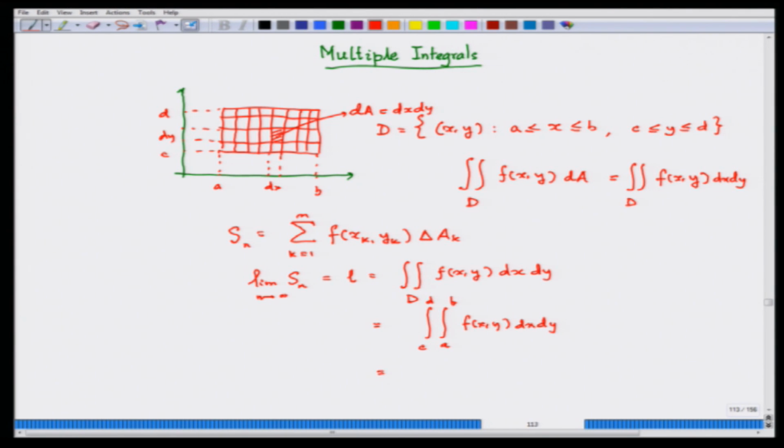In fact, Fubini showed that if f(x, y) was continuous, you can actually swap the limits, you can change this order of integration. This is only for a rectangular area. For a more general area, you have to do something else. So, this fact is what is called Fubini's theorem.